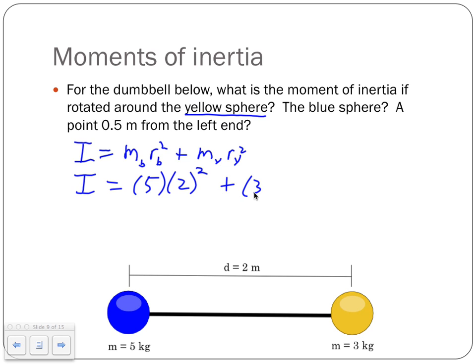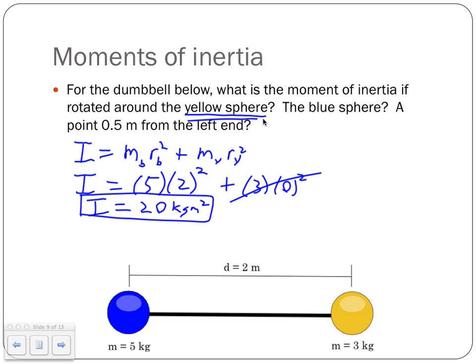or yellow point mass, which is 3 kilograms times its radius, which is 0, because we're rotating about that yellow mass. So our moment of inertia in this first case, around the yellow sphere, this term cancels off. 2 squared is 4 times 5 is 20 kilogram meters squared. And that would be our first value around the yellow sphere.